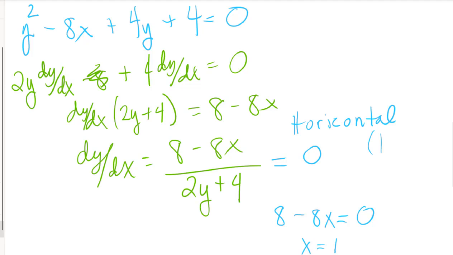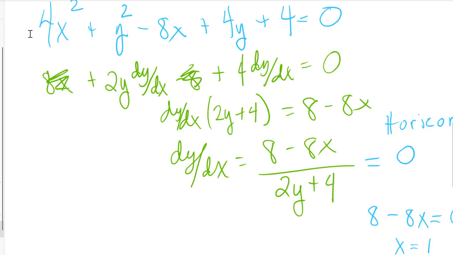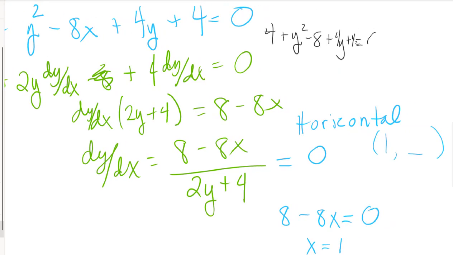So x is 1. We have to find the y value. And here's the thing. This is probably going to have more than one y value because it's an ellipse. So let's try to find that y value. To get the y value, you have to go back up to this equation right here and plug in 1 for x. So if I put 1 in there, that's going to be 4 plus y squared minus 8 plus 4y plus 4 equals 0. That's supposed to say equals 0.